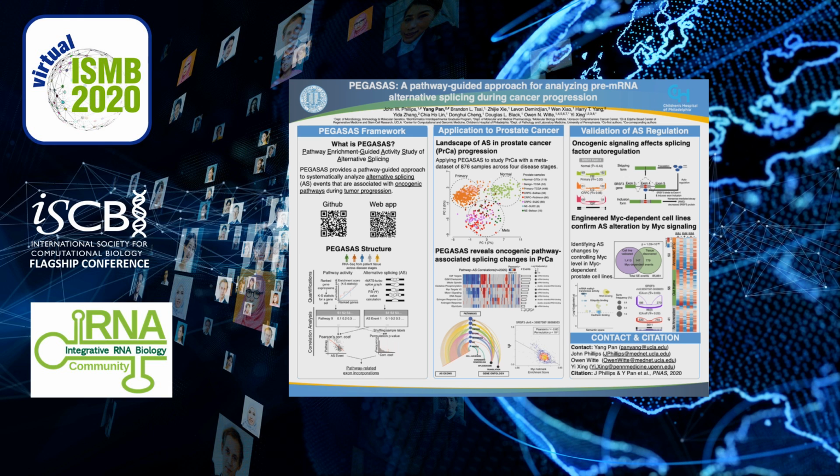So as a summary, I just want to say that PEGASAS is a big data framework we developed to investigate the interplay between alternate splicing and oncogenic signals during tumor progression. It is also a very flexible framework to study other types of RNA processing dysregulation.